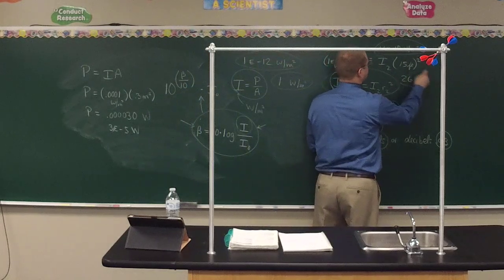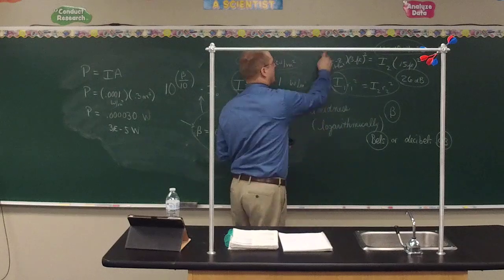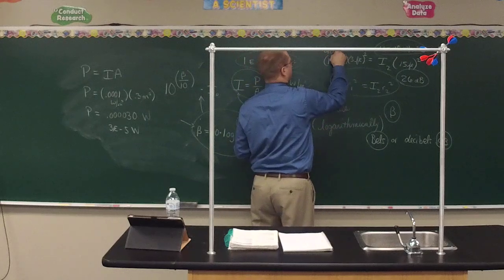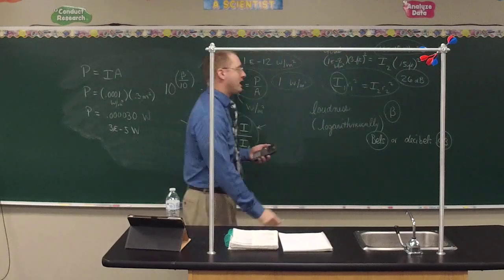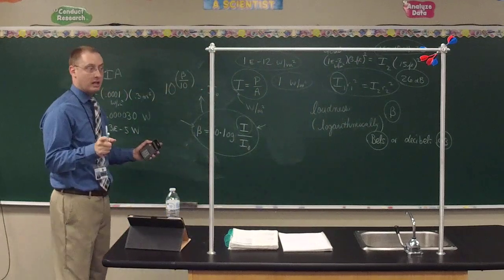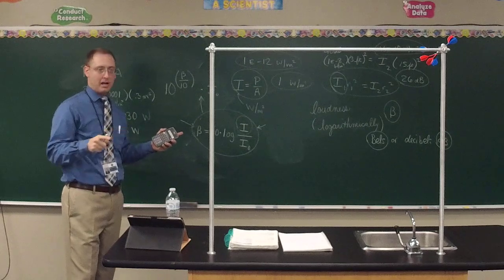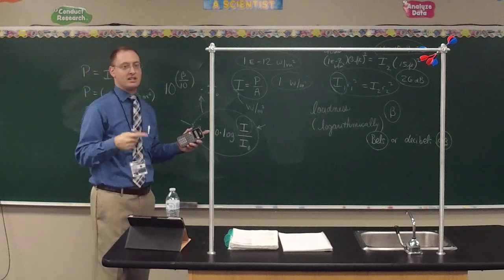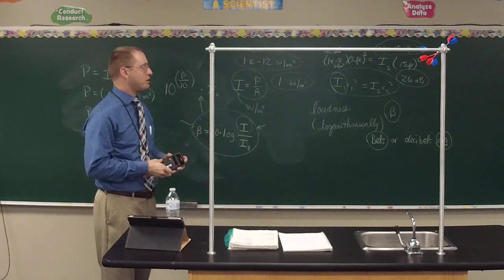26.02. Basically 26 decibels. So 3 feet away, it's 40 decibels. 15 feet away, it's 26 decibels. The intensity drops dramatically. Loudness doesn't drop as dramatically because loudness is logarithmic.